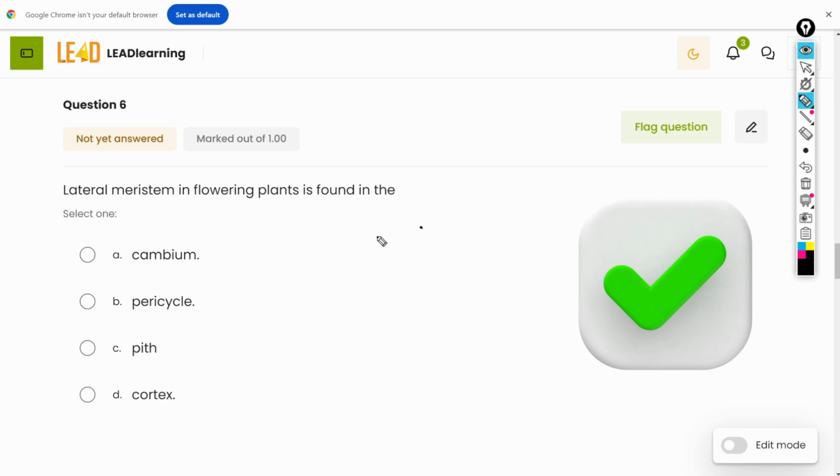Question 6. Lateral meristem in flowering plants is found in the... Now, to answer this question, we need to understand what lateral meristem is. Of course, the word lateral means the sides. So lateral meristem is found on the sides of the stem. Lateral meristems are found on the side of the stem and the roots of plants.